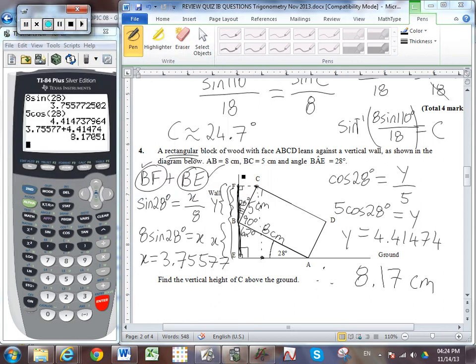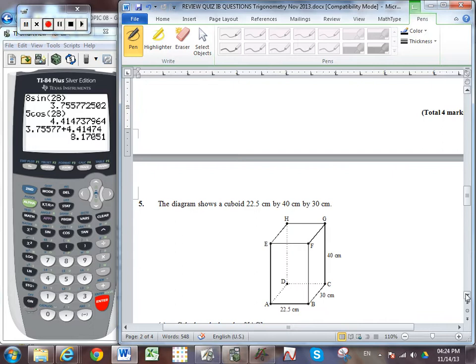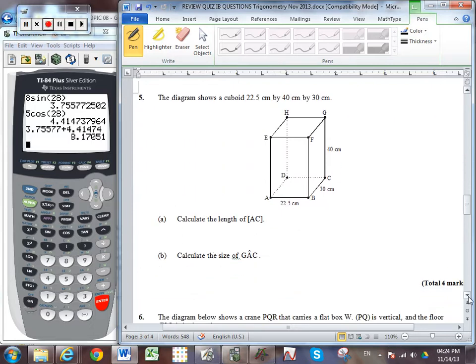Alright, let's move on now to number 5. Okay, so we've been given this cuboid. We need to calculate the length of AC, that length here.